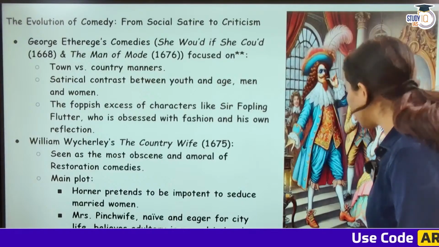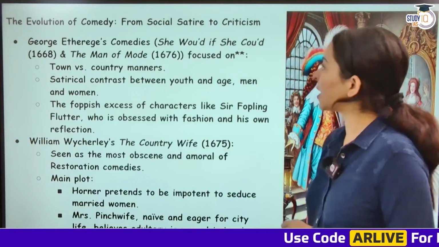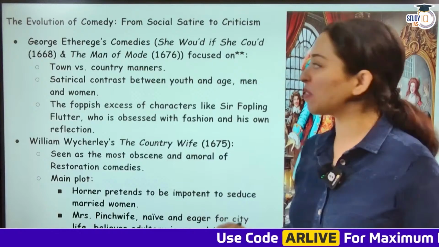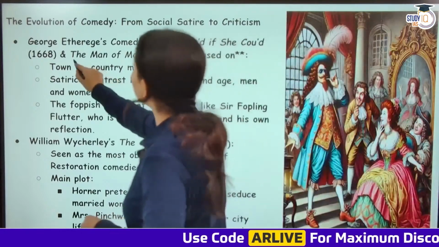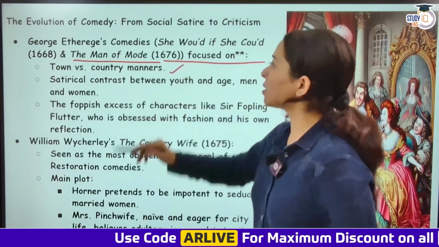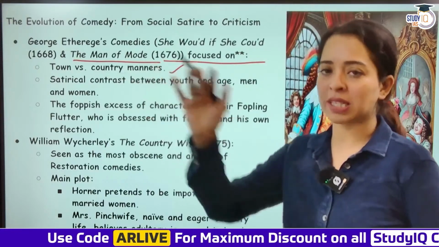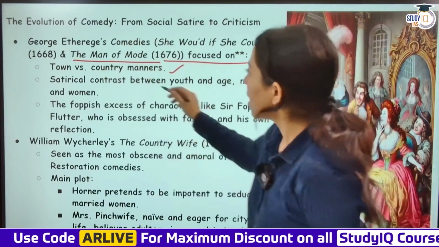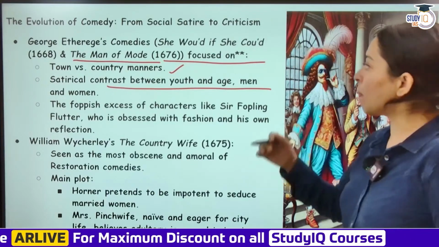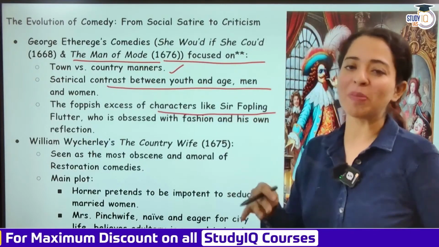George Etheridge comedy. Now we're coming to George Etheridge comedy because he was one of the foremost playwrights of the comedy of manners. She Would If She Could. Just look at the titles. She Would If She Could, 1668, and The Man of Mode, 1676. This focused on town versus country manners, meaning city manners versus village, rustic, rural area manners. Satirical contrast between youth, age, men, and women. The foppish excesses of characters like Sir Fopling Flutter. Look at the name, Sir Fopling Flutter.